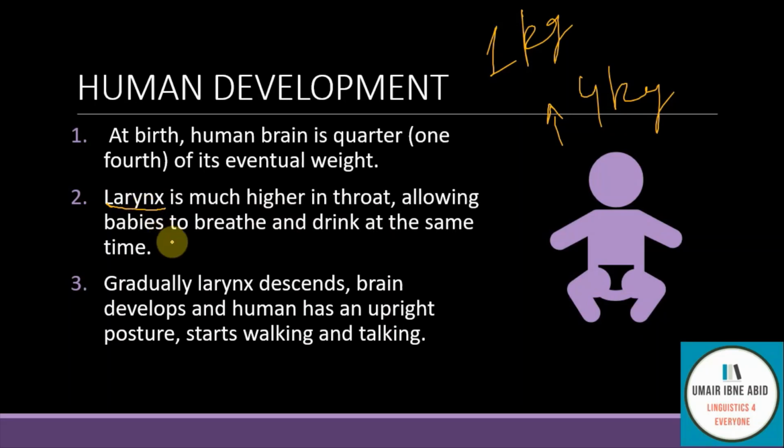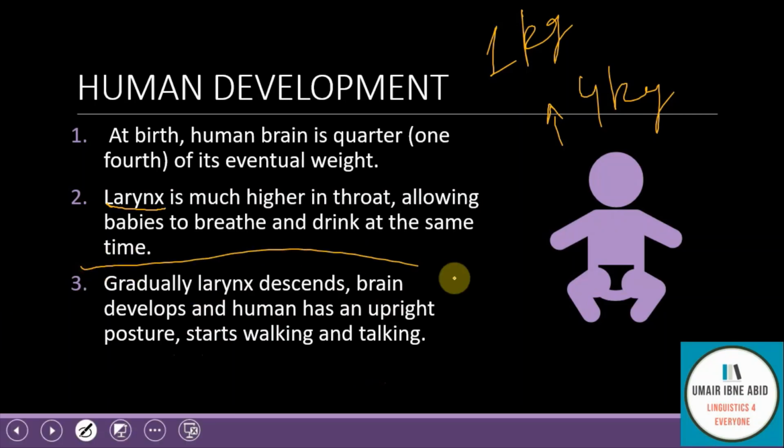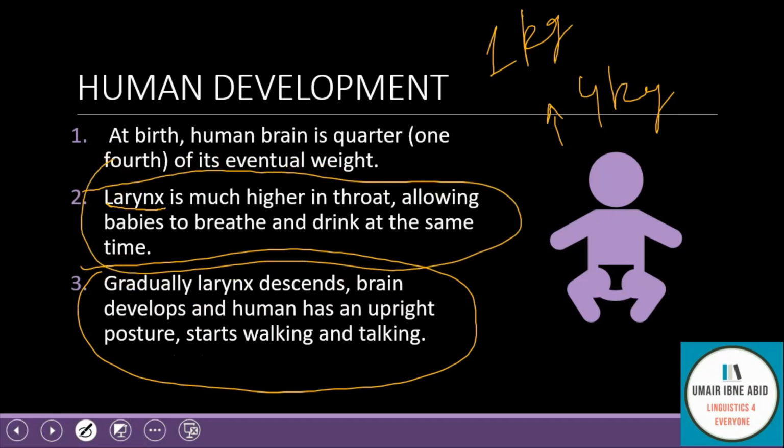But at birth our larynx is also much higher in the throat, due to which we can breathe and drink at the same time. But gradually our larynx descends, which creates a longer cavity which we call the pharynx. You can refer to that lecture again. And the brain develops, and the human has an upright posture, starts walking and talking. So this is the brief description of how humans develop.